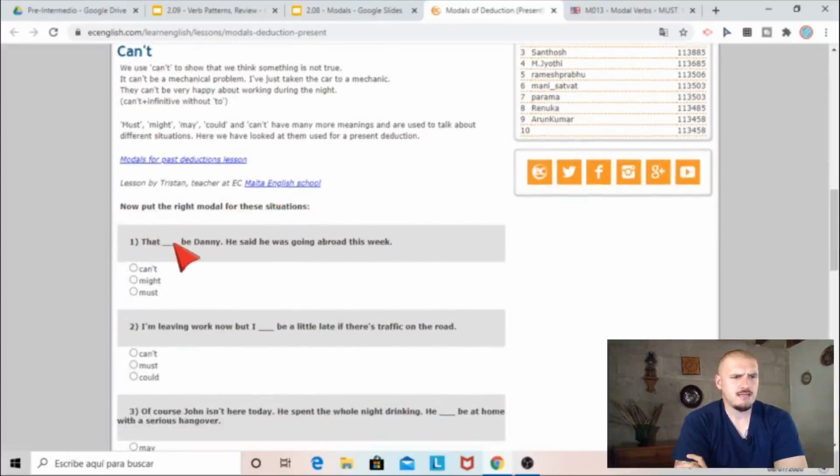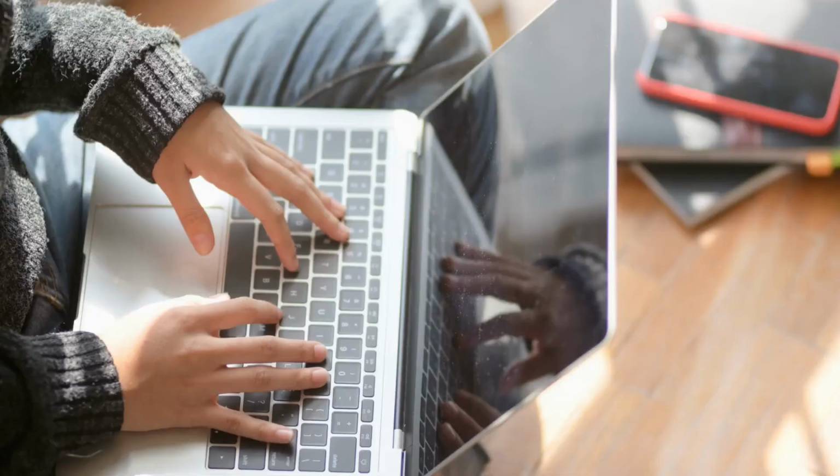Okay, so that... be Danny. Esto ser Danny. He said he was going abroad this week. Ok, él dijo que iba a salir del país esta semana. Pero entonces estamos asumiendo que no puede ser él porque dijo que iba a salir. Entonces no puede. Debe ser él. Quizás es él. No puede ser él. Ok, that can't be Danny. He said he was going abroad this week. Finish the rest of the activity and I will see you in a moment.